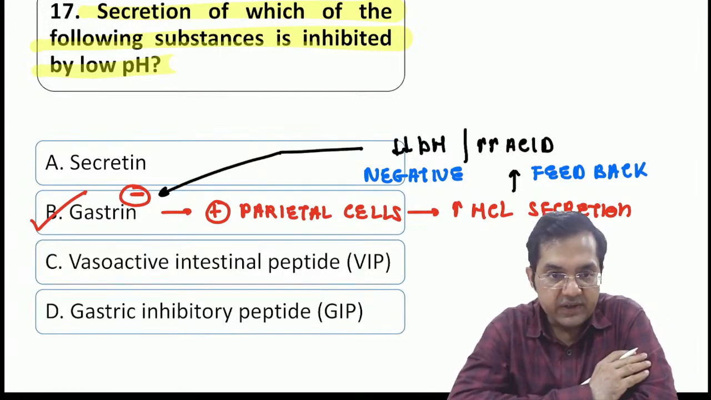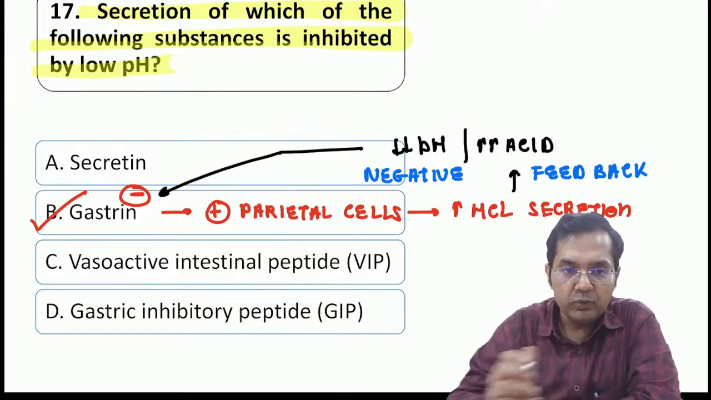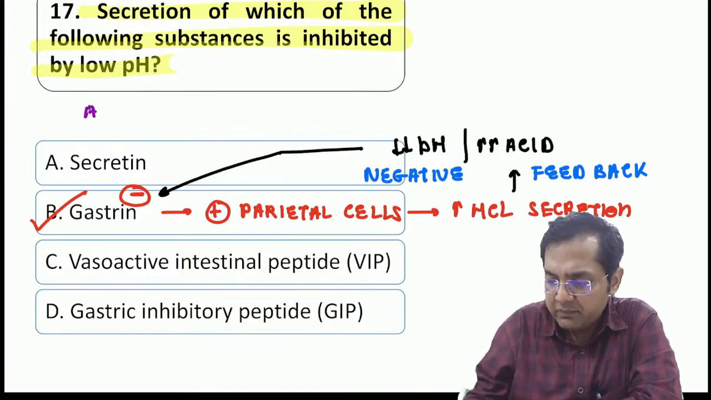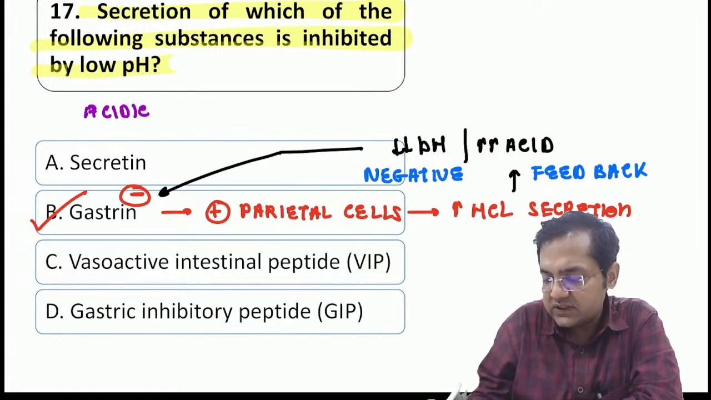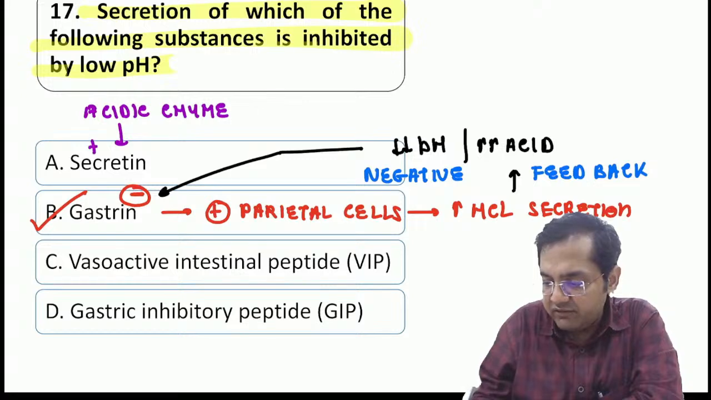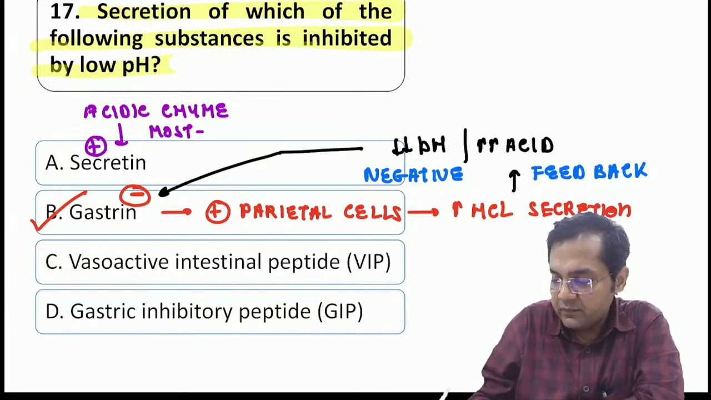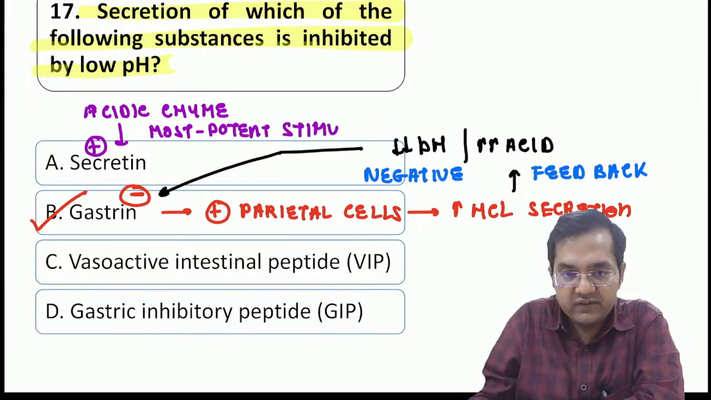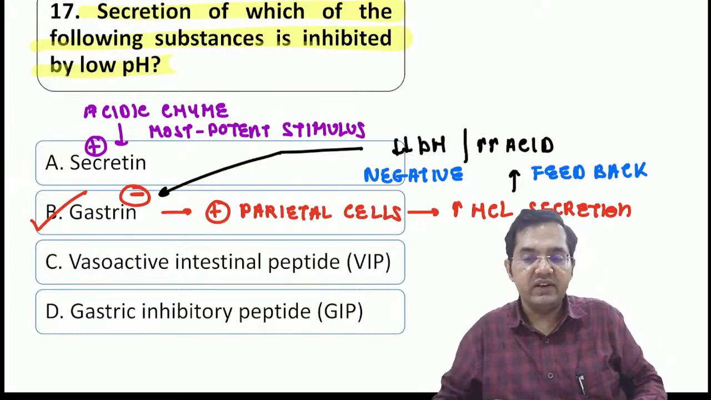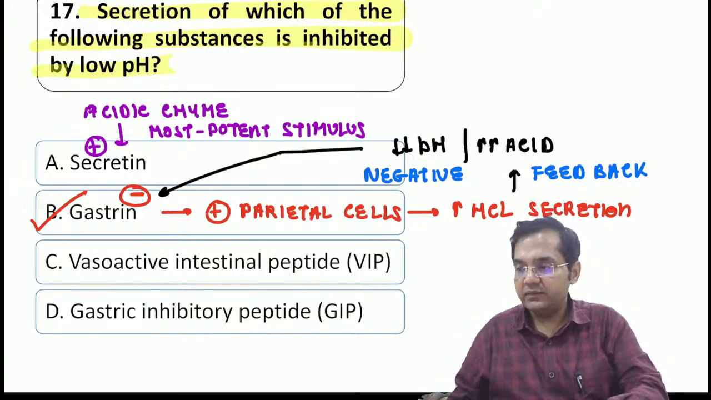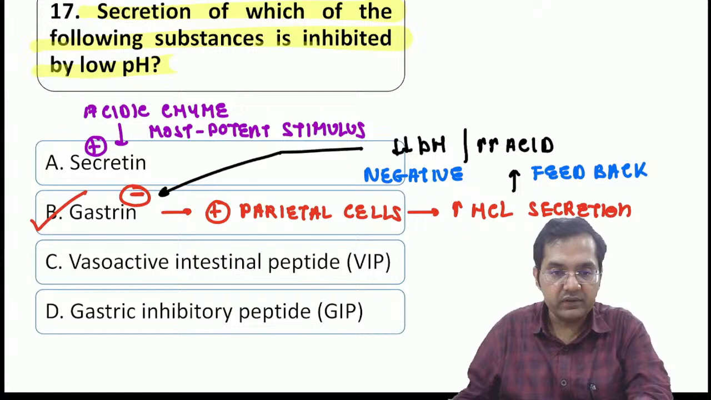What does secretin do? Is the secretin inhibited by low pH? No. Please remember, very important question. Acidic chyme is one of the very important stimuli for secretin release. Acidic chyme is rather the most potent stimulus for the secretin release. Please remember that.